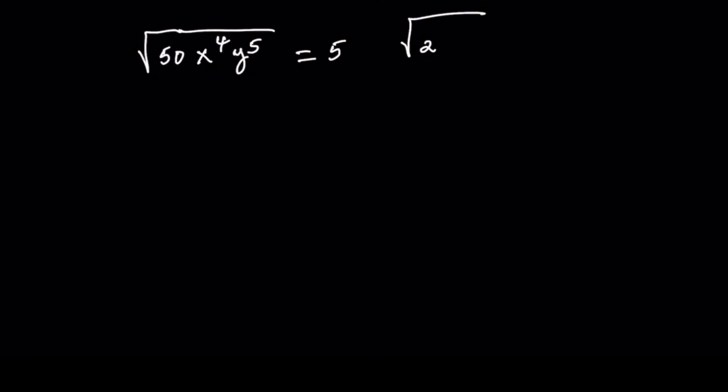Now look at x to the 4th power. Since the exponent is even, it comes out completely as x squared. Now look at y to the 5th power. 2 goes into 5 2 times with 1 remaining, so y squared comes out and 1y stays inside. Now multiply everything outside the radical together. Our final answer is 5x squared y squared square root of 2y. That is how you simplify radicals with variables.